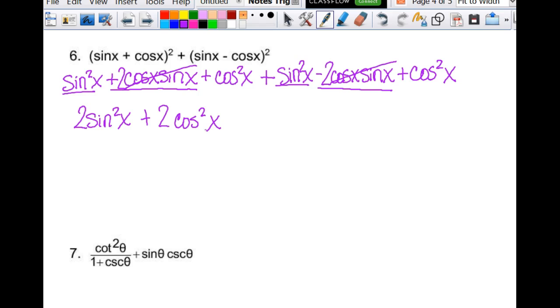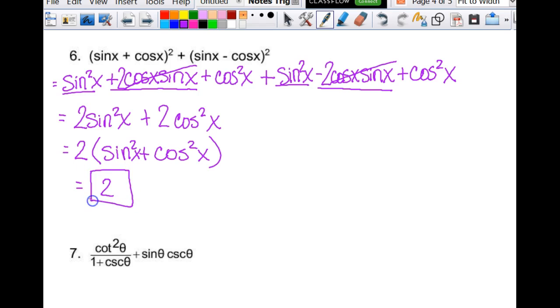Everybody with me? Now, do we have anything that looks exactly like that in our identities? We have nothing with a 2 in front of it, right? But can I factor something out here? Yes, I can factor the 2 out. So 2 times sine squared x plus cosine squared x. And what is sine squared x plus cosine squared x? 1. So that's 2 times 1, which is just 2. All that mess, and your answer is 2.